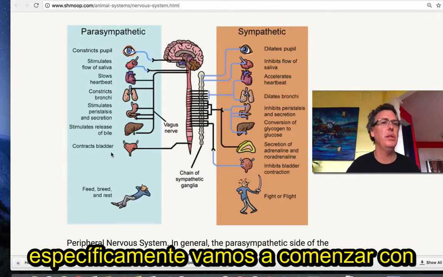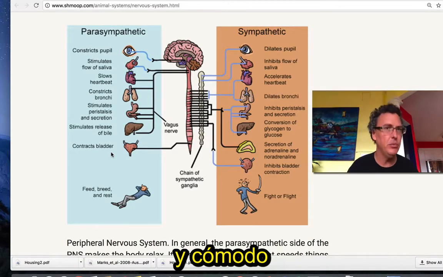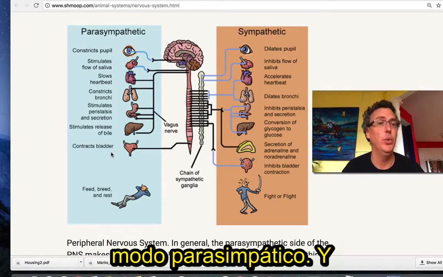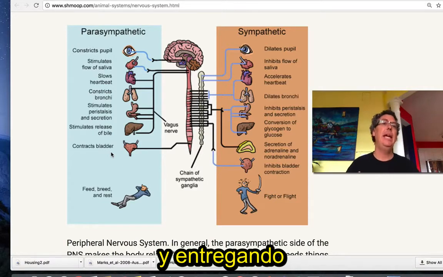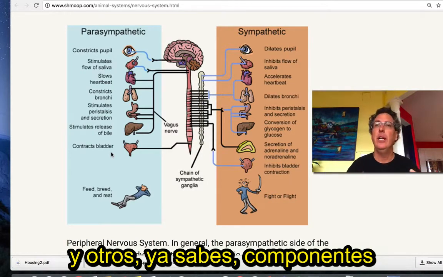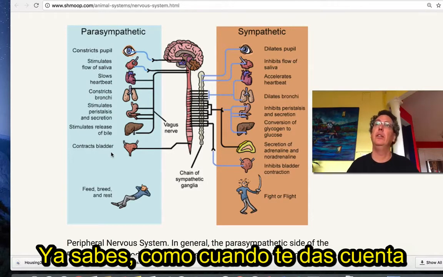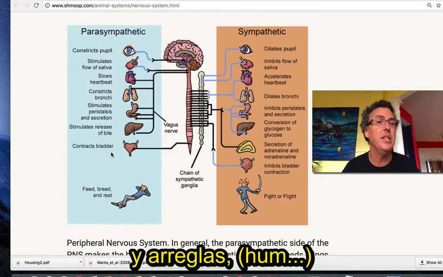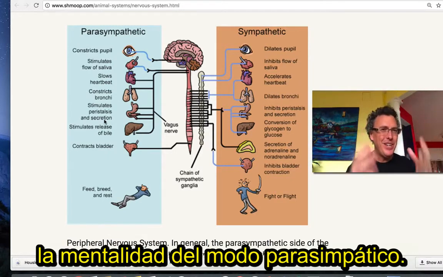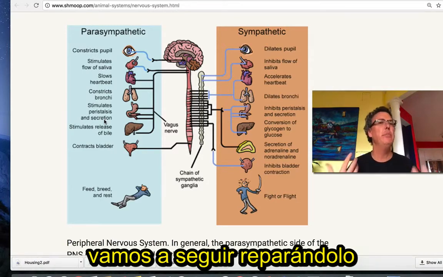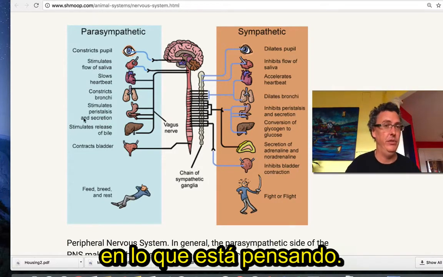Okay, so specifically, let's start with the parasympathetic. Anytime that your body is relaxed and you feel secure and comfortable, your body will enter this parasympathetic mode. And in this mode, what it's mostly doing is digesting the food that you have in your system and delivering all the nutrients and oxygen and other useful components to your body. It's essentially doing maintenance, much like you might do to a house when you realize something's in disrepair, you repair it and fix it. And if you keep your house in good repair, it will last for many, many years. That's kind of the mindset of the parasympathetic mode. Let's keep this body strong. Let's keep repairing it. And that will allow this body to live on for many, many years. Okay, so it's long-term survival this is thinking about.